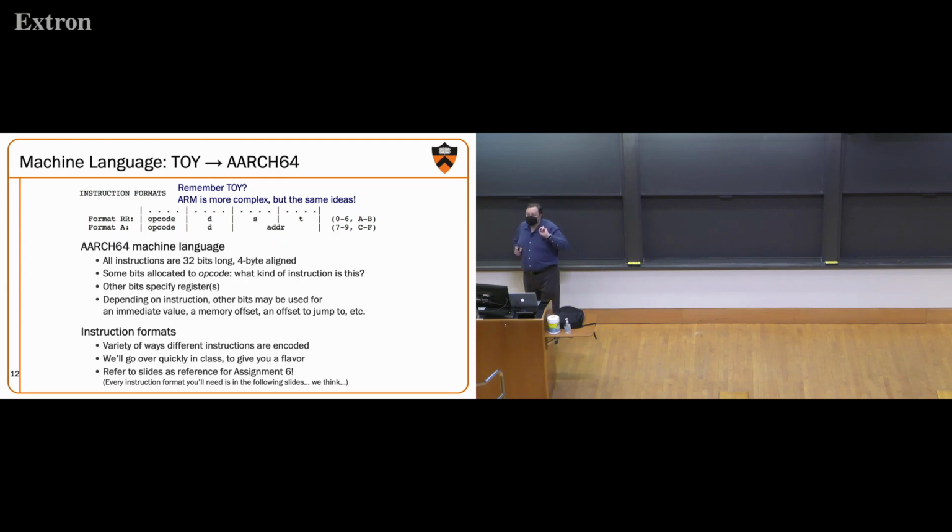All of the instructions have to be 4-byte aligned. That means you can't have an instruction in memory that doesn't begin at a memory address that's a multiple of 4. Okay? And that leads to some simplifications in the hardware. And in fact, it also affects the design of the machine language a little bit, and we'll see some examples of that. So some bits are going to contain the opcode, some bits are going to specify registers. Like I said, other bits are going to contain different things.